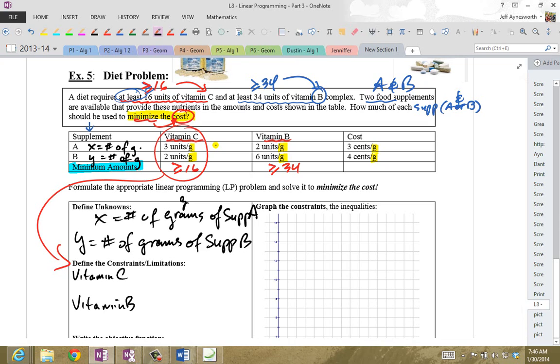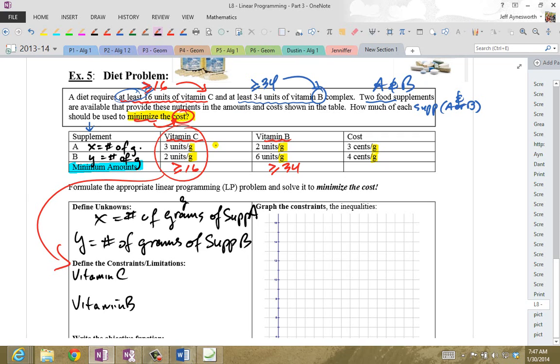All right, you've heard me do this before, so let's do it again so we can see how it's played. Get your eyes right here in the vitamin C column. It says 3 units per gram. For 1 gram of supplement A, we have 3 units of vitamin C. For 2 grams, how much vitamin C? 6 units. For 3 grams? 9. Good, 3 times 3 is 9.